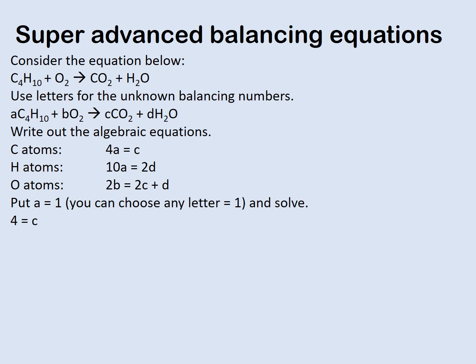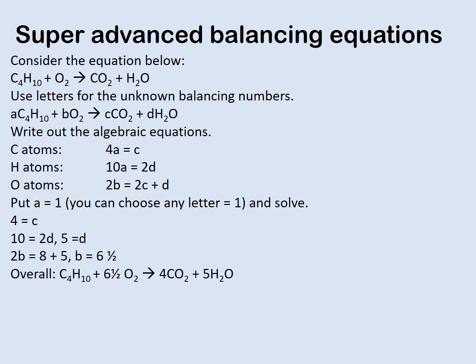So what you're going to do is this. Obviously, if A is 1, 4 times 1 is 4, therefore C must be 4. Using equation number 2, you've then got 10 times 1 is 10 equals 2D, therefore if you do 10 divided by 2, D must equal 5. And finally, last one, you can obviously put 2B equal to 8 plus 5 using your previous answers, and that will give you 13, so therefore 13 over 2 is 6.5, which of course we discussed on the previous slide is perfectly fine, giving you an overall equation looking like this, which is exactly the same as it was before.